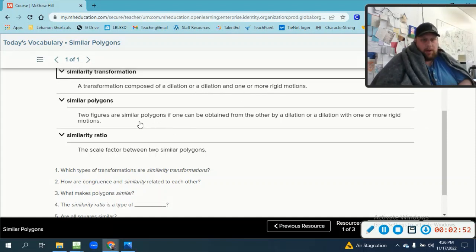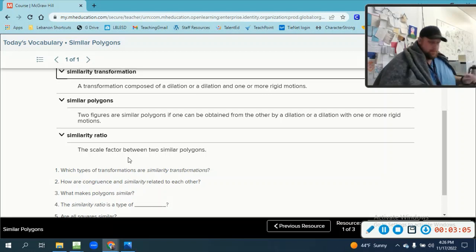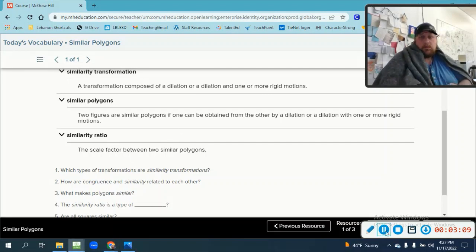Okay, two figures are similar polygons if one can be attained from the other by a dilation or a dilation with one or more rigid motions. Similarity ratio is the scale factor between two similar polygons. Okay. Pause this, write them all down. We are moving right back.